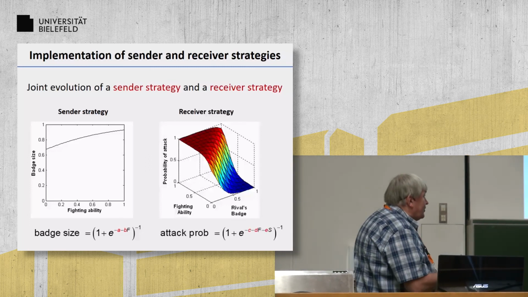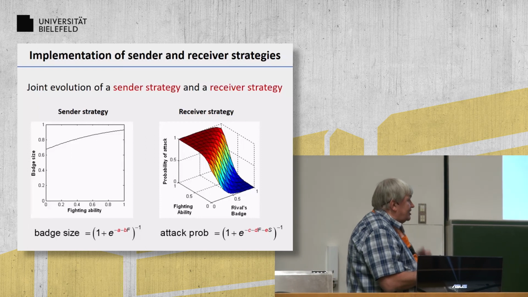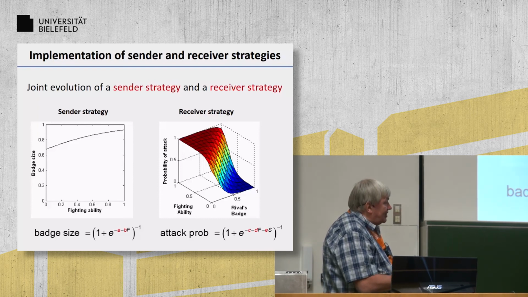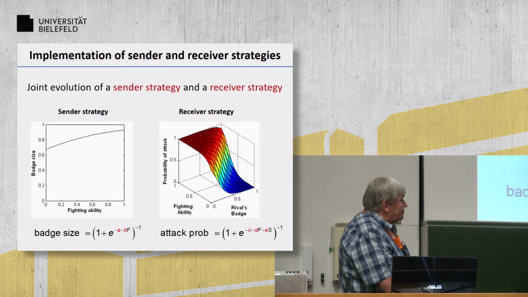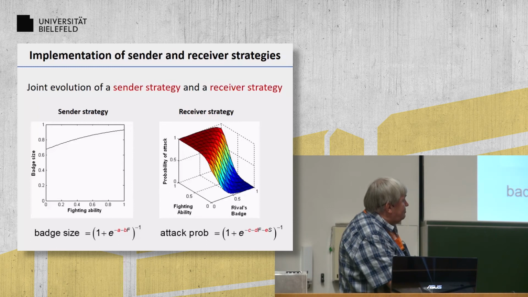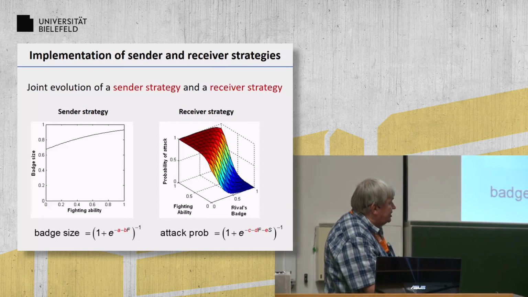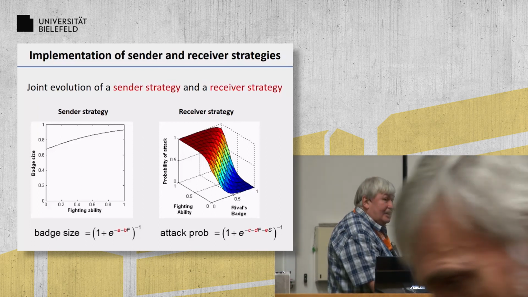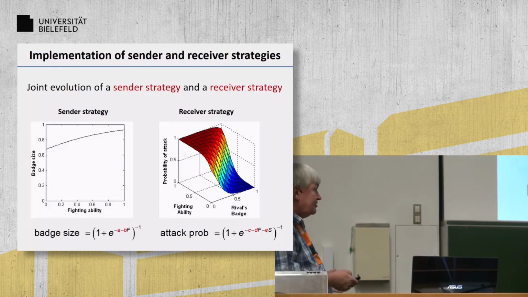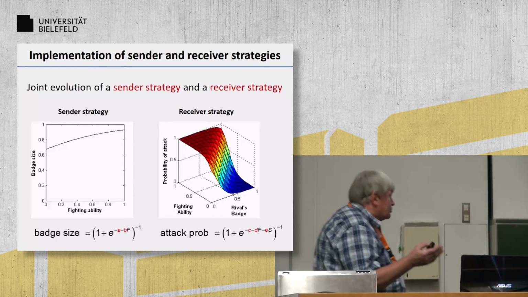And then for the receiver strategy, we assume that individuals who see their opponent can make their behavior, in this case their probability of attacking the other one, dependent on their own fighting ability and also on the perceived badge size of the other individual. This would be something like a two-dimensional norm of reaction. Individuals with a high fighting ability that are confronted with a rival with a small badge size would have a very high attack propensity. And if they are relatively weak, with a low fighting ability, and see another individual with a high badge size, they would refrain from attacking the other. That would be the kind of receiver strategy that could evolve. But many other strategies would also evolve, also very strange kinds of strategies.